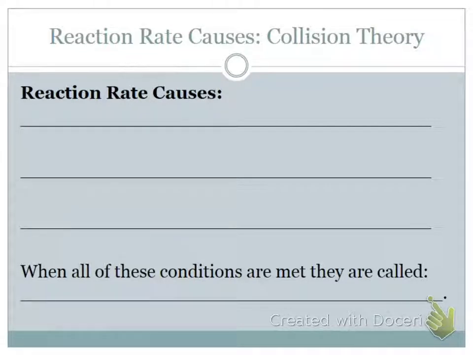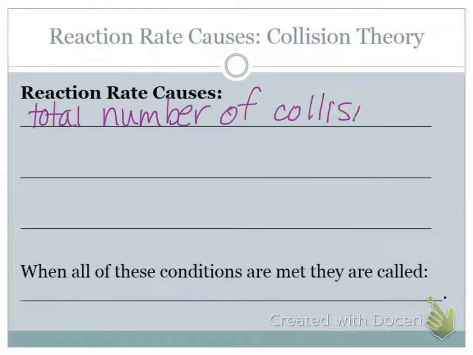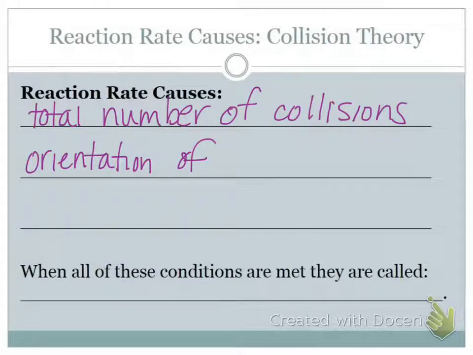The reaction rate causes, in other words, why do reactions even happen? There are some conditions that have to be met for them to even happen. And the first one is the number of collisions, so the total number of collisions of the particles. If you don't have enough collisions, you won't have a reaction. The next one is orientation of the particles. If you do not have a proper orientation when the particles collide, there will be no reaction.